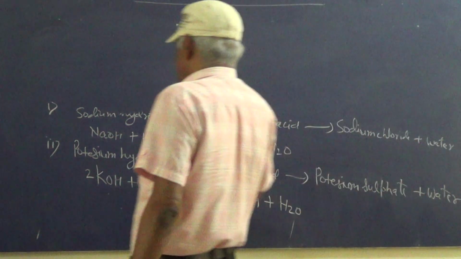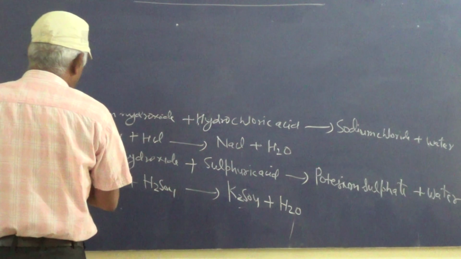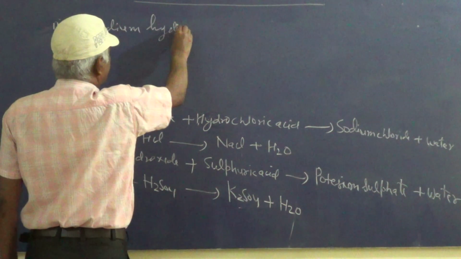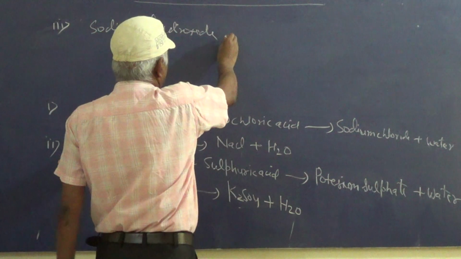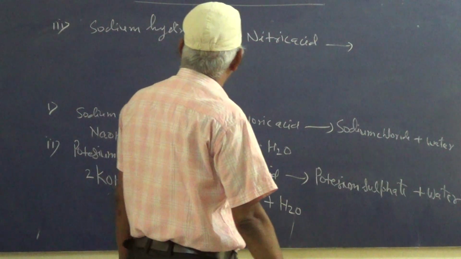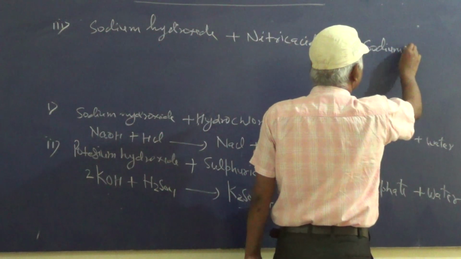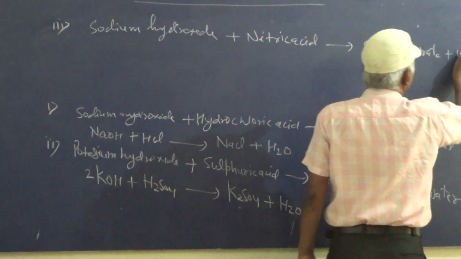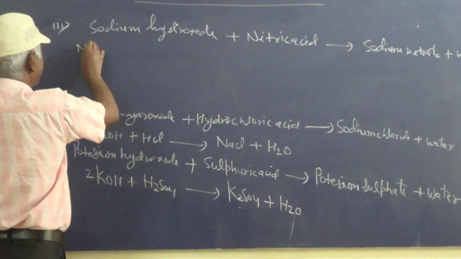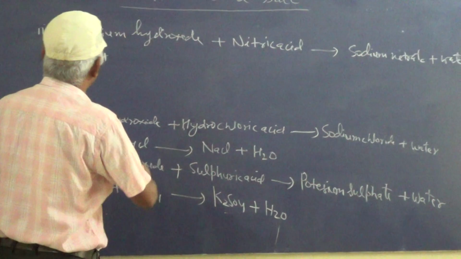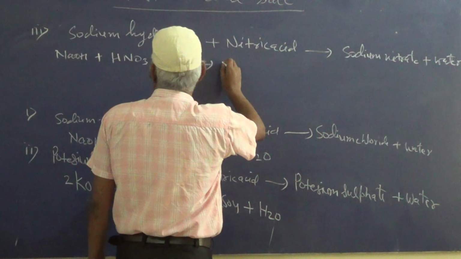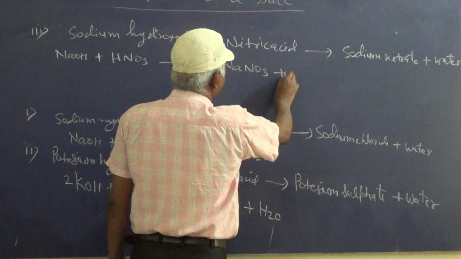Come to the third example. Suppose that sodium hydroxide reacts with nitric acid to give sodium nitrate plus water. This is written in chemical equation. Sodium hydroxide is NaOH plus nitric acid is HNO3 to form NaNO3, sodium nitrate, plus water.